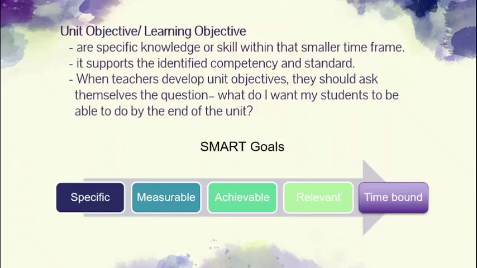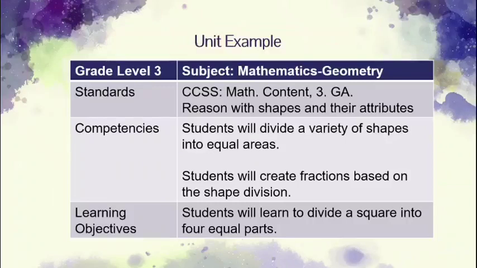This is the example. Unit example, grade level 3, subject mathematics, geometry. Standard, CCSS math content 3.G.A, is represent geometry reasons with shapes and their attributes. Competencies: student will divide a variety of shapes into equal areas. Student will create fractions based on the shape division. Learning objectives: student will learn to divide a square into 4 equal parts.